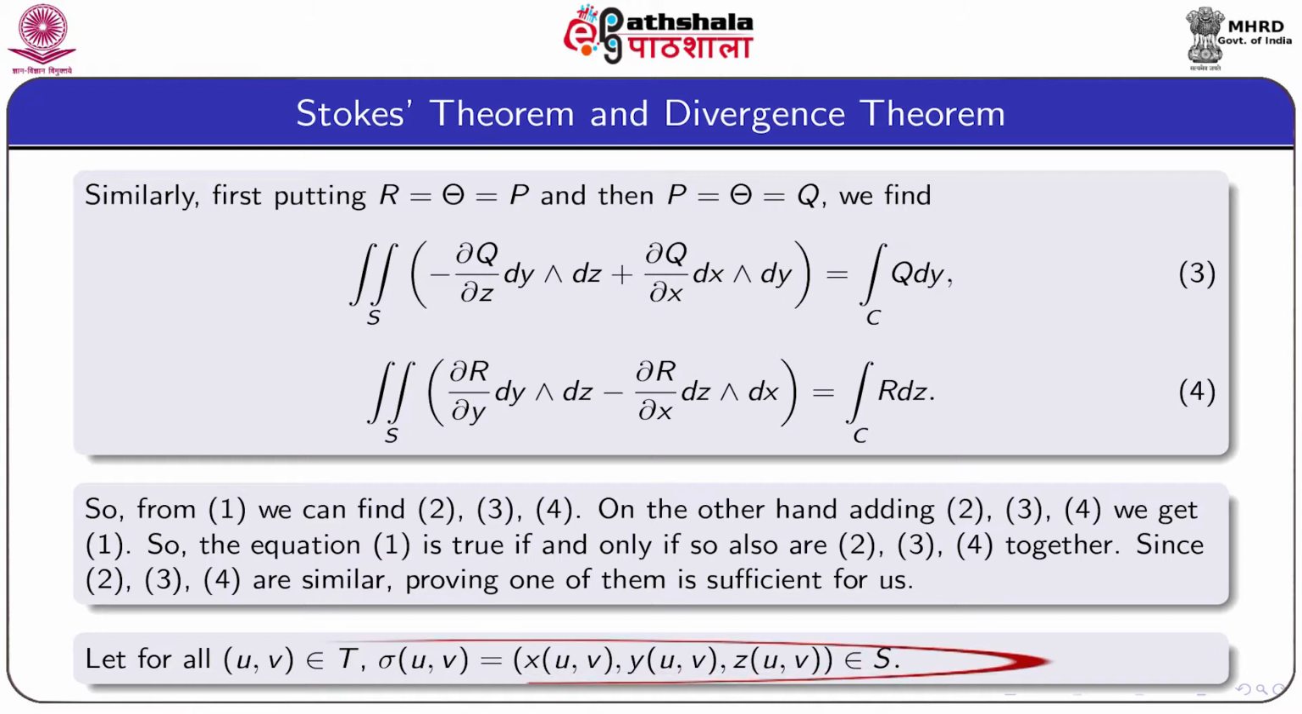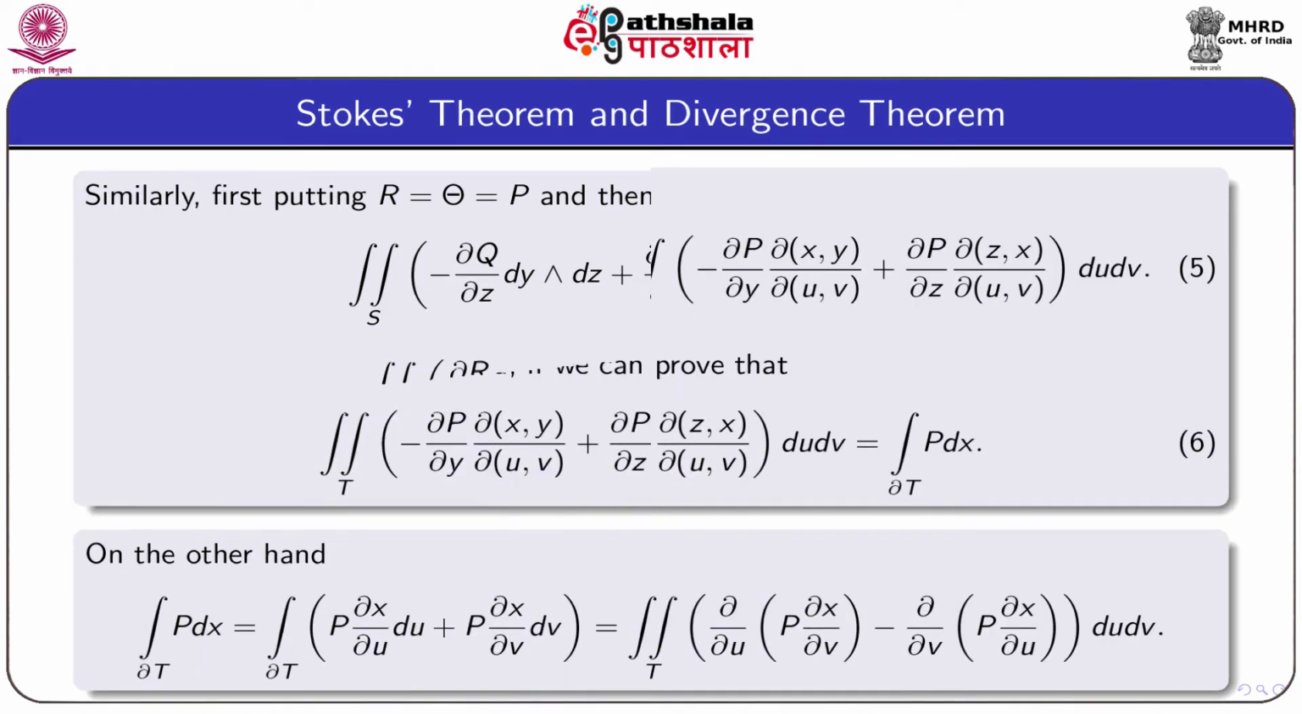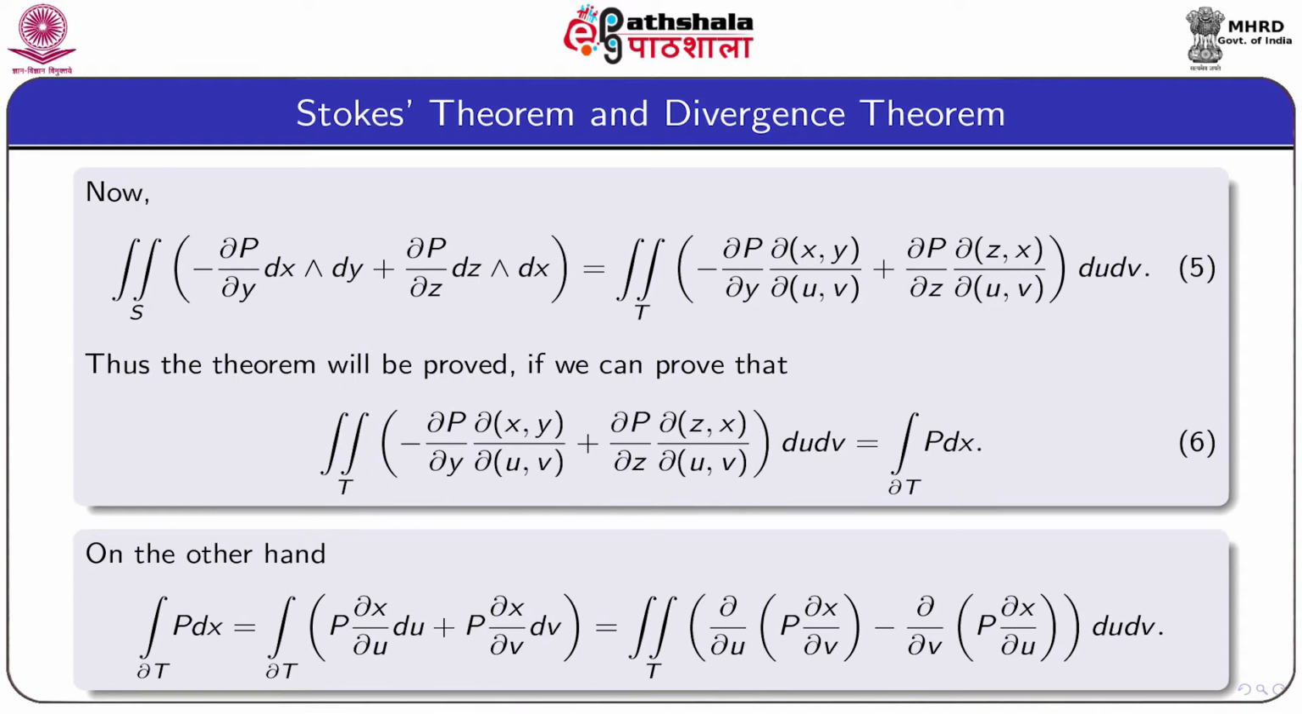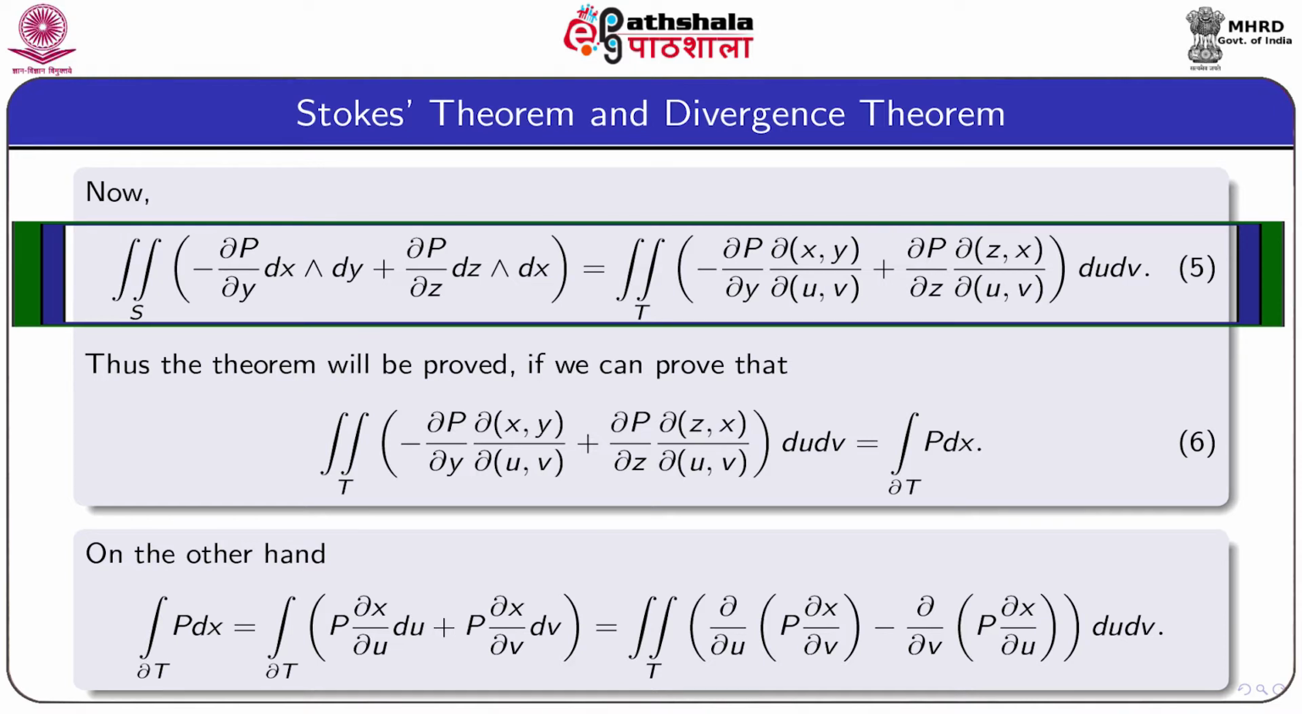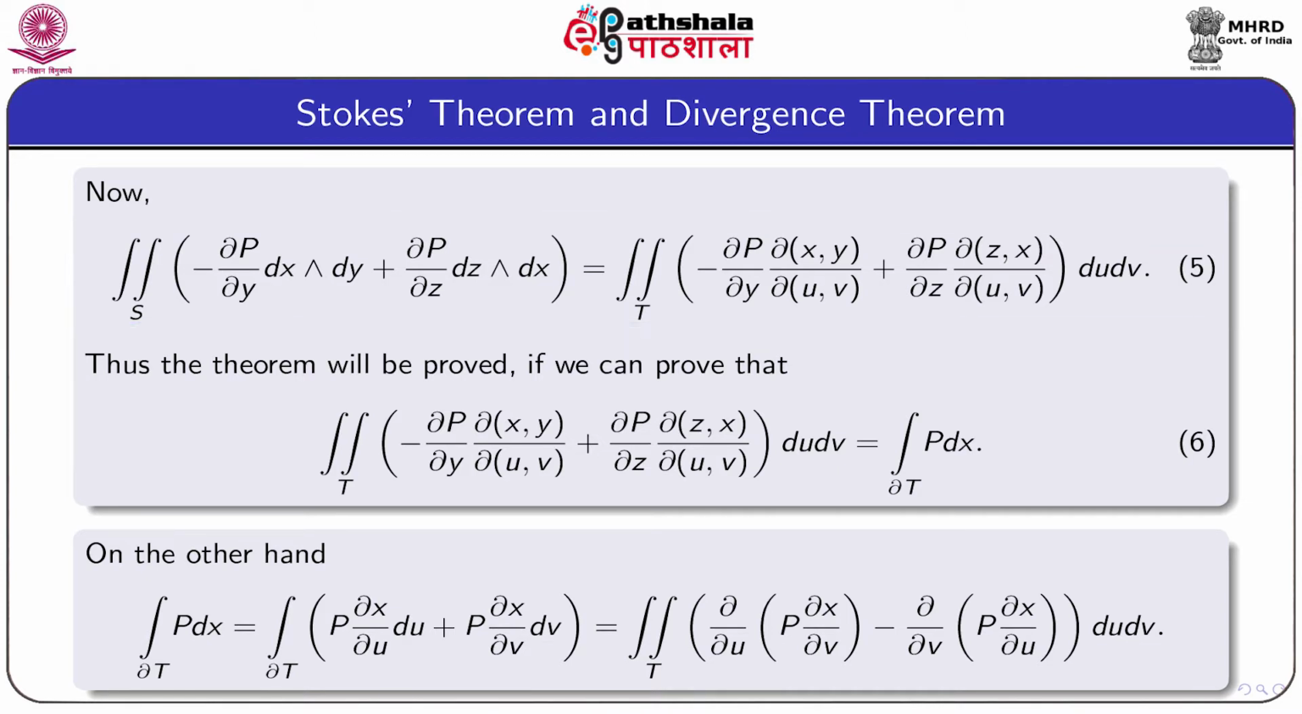Now, let for all (u, v) in T, sigma(u, v) equal (x(u, v), y(u, v), z(u, v)), and that lies in S. Now, the surface integral of minus del P/del y dx wedge dy plus del P/del z dz wedge dx equals the double integral over T of (minus del P/del y times Jacobian del(x, y)/del(u, v) plus del P/del z times Jacobian del(z, x)/del(u, v)) du dv.